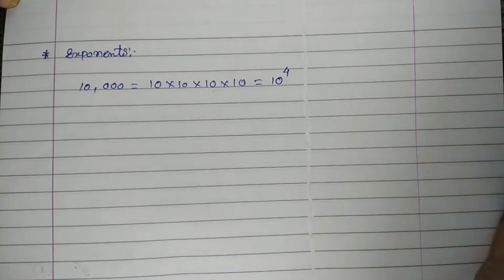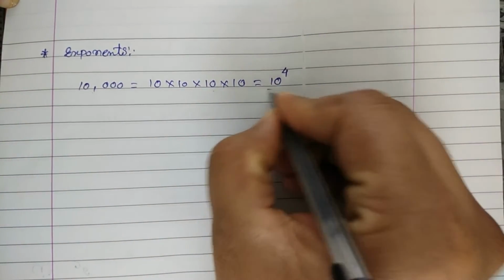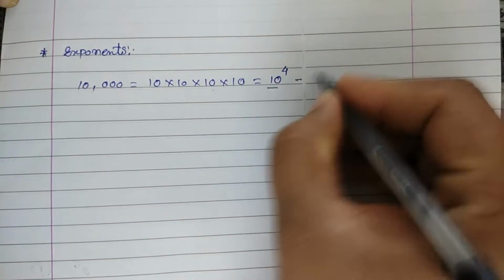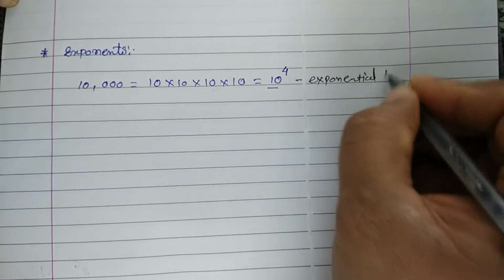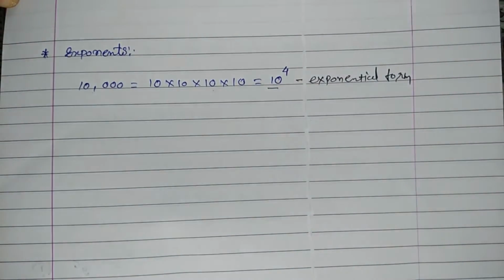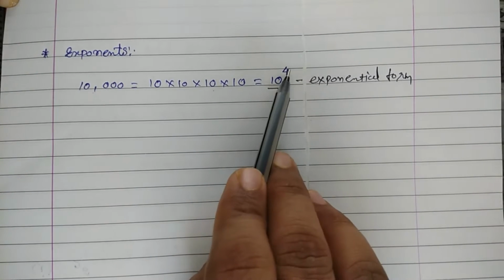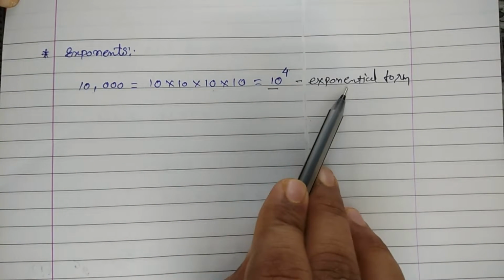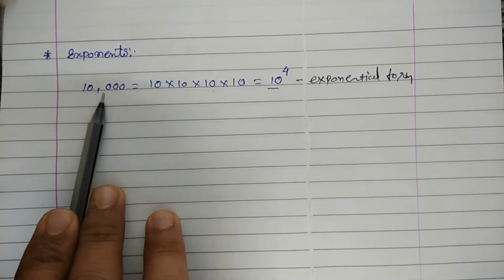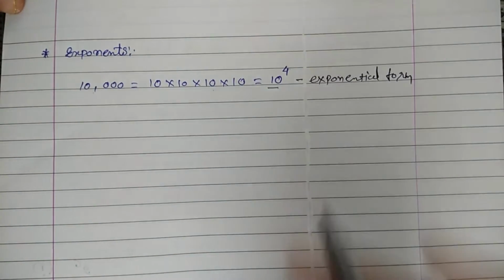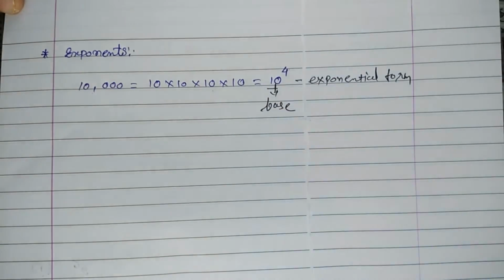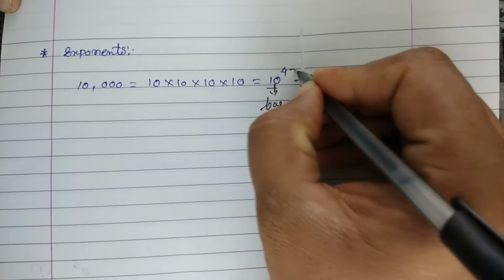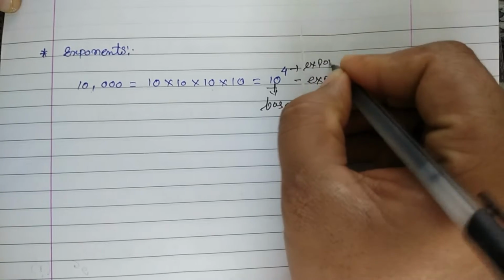This form is called exponential form. 10 raised to the power of 4 is called the exponential form of 10,000. And here this 10 is called the base and this 4 is called the exponent.